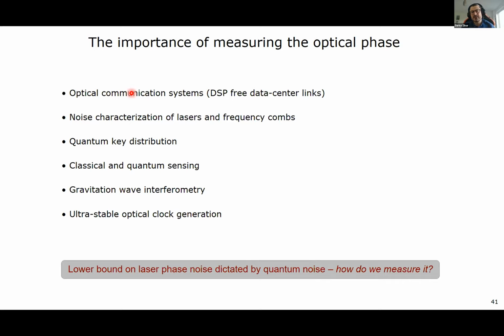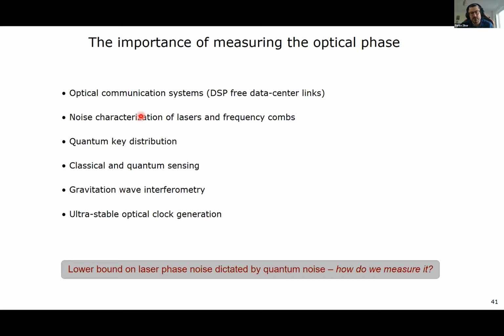This would mean that you use ultra-stable lasers or frequency combs, and then you do not need a digital carrier recovery to compensate for the phase. I see this as a new trend: using these stable lasers or stable frequency combs to provide the frequency grid for very short-range data center links. That's why it's important to perform this noise characterization of lasers and frequency combs.